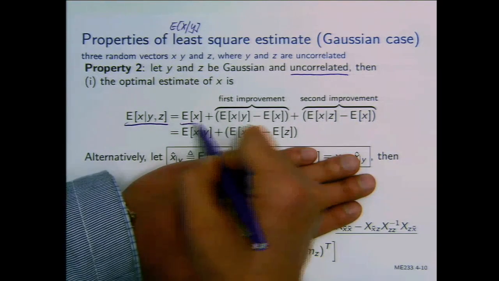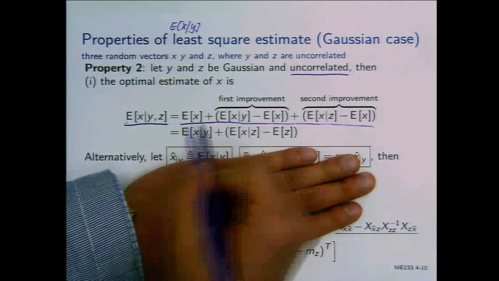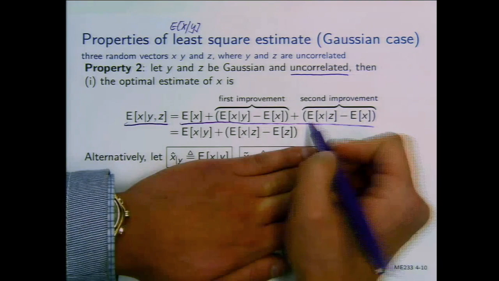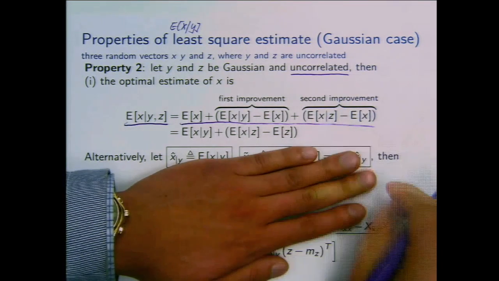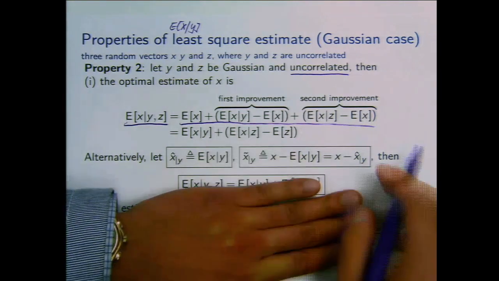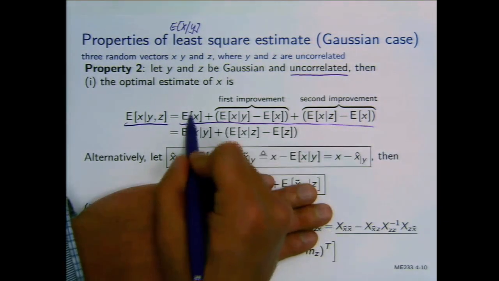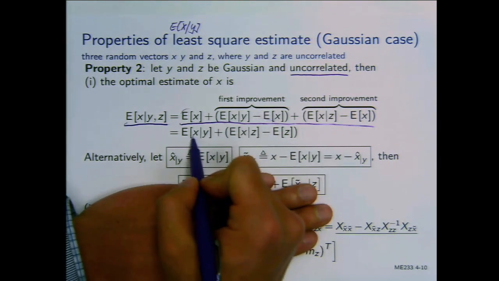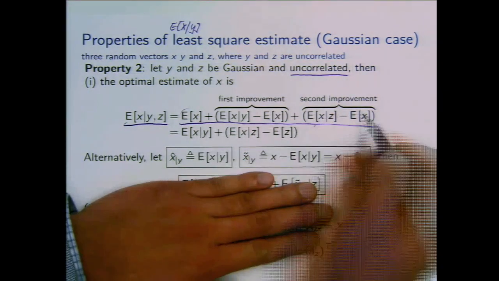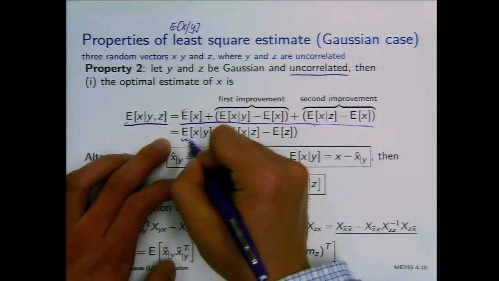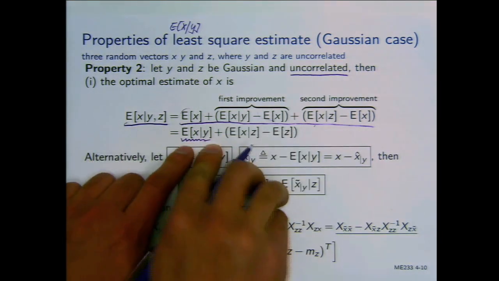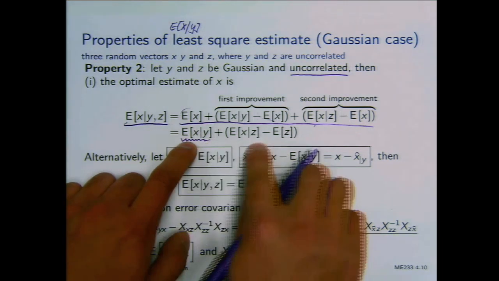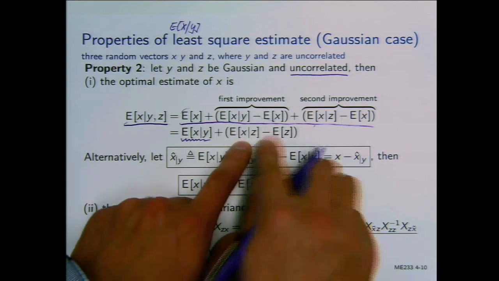The result contains three terms in the first case. It's the mean of x, plus the improvement given by y, plus the improvement given by z. So two improvements, from y and z. Then you notice this expectation sign is going to cancel with this term here. Then I get the conditional mean of x given y plus this second improvement. This is also intuitive to understand. We have seen that if I just have y, this is the optimal estimate I should use. Now, if I have another piece of information z, then just put it in here.